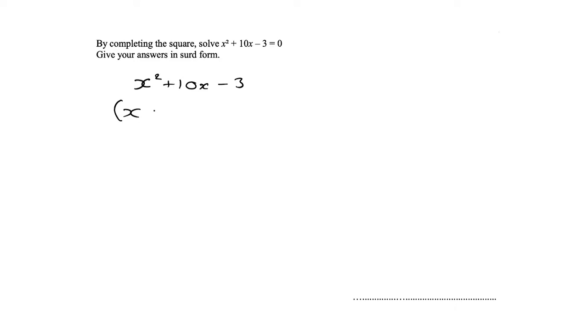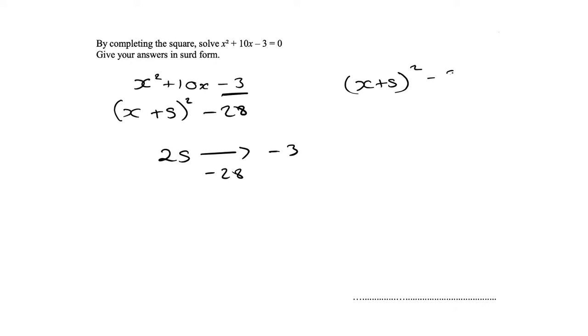Plus 10 halved is plus 5, all squared. Now positive 5 all squared is 25. We don't want 25, we want negative 3. So we want to get to negative 3. So what are we going to do? We're going to subtract 28. Okay, so we've completed the square there. So we have (x plus 5) all squared minus 28 is equal to 0.